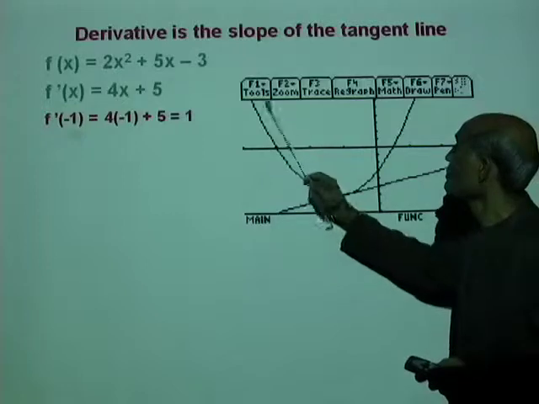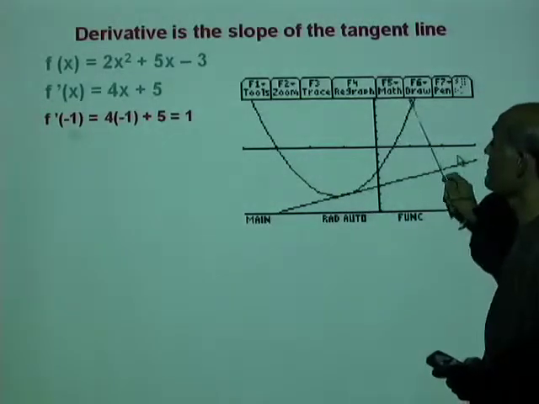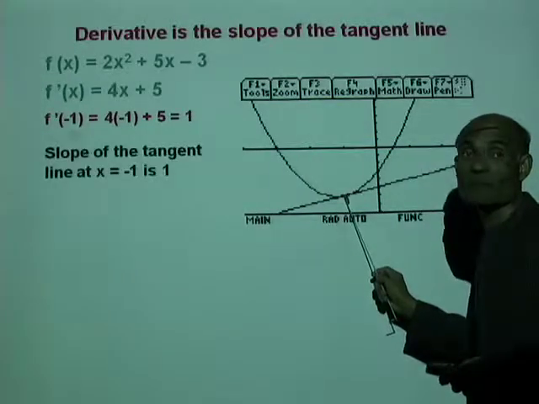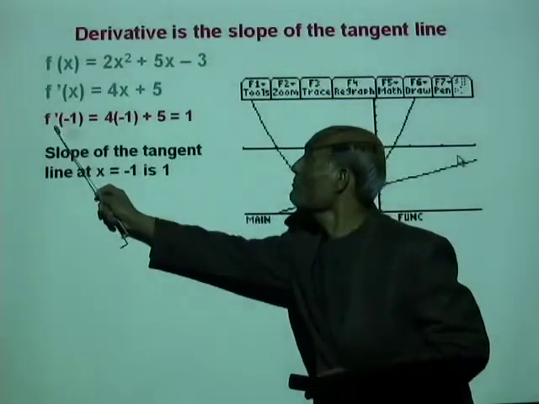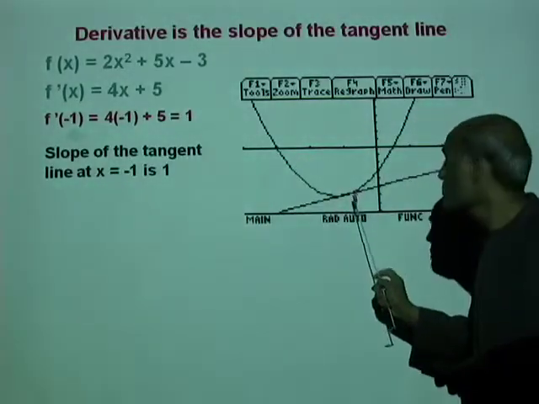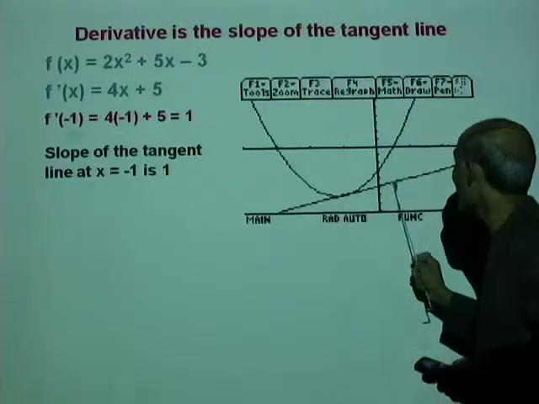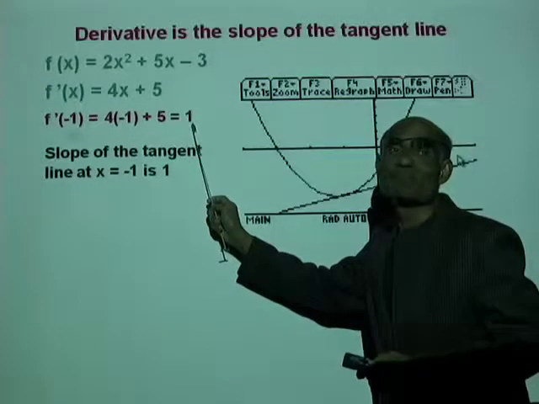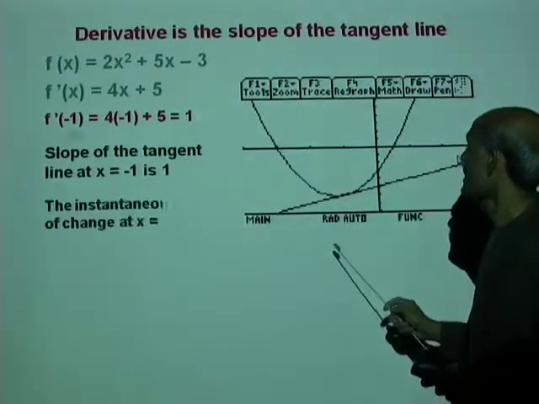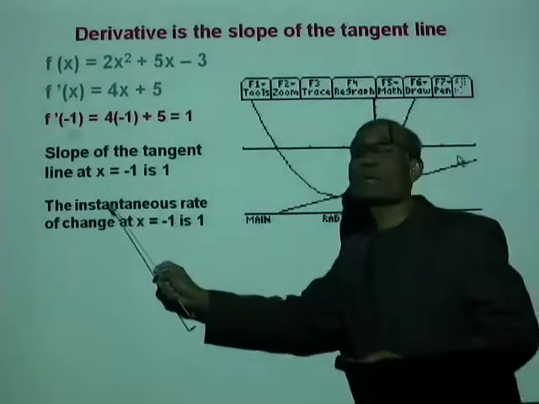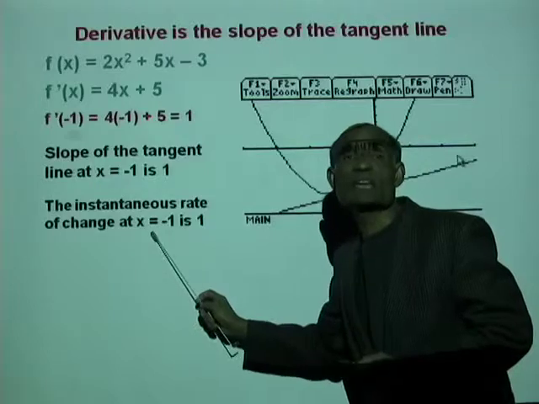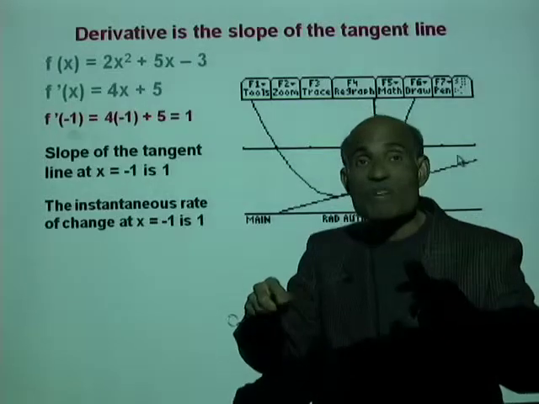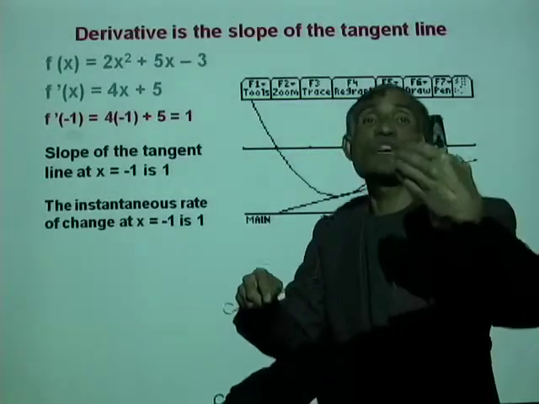And look at this. This is the graph of 2x squared plus 5x minus 3. And here, this is x equal to -1. And f prime of -1 equal to 1 means the slope of the tangent line at that instant. Look at that slope. The slope of this tangent line is 1. So the slope of the tangent line at x equal to -1 is 1, means the instantaneous rate of change at this point is 1. It means at that instant, when x changes by 1 unit, y will also change by 1 unit.